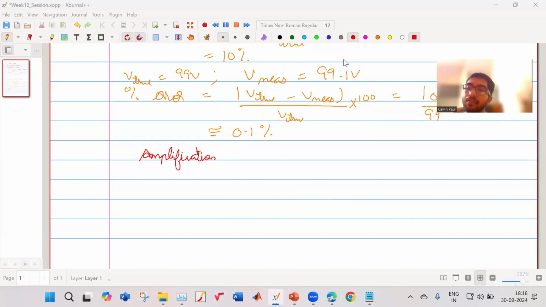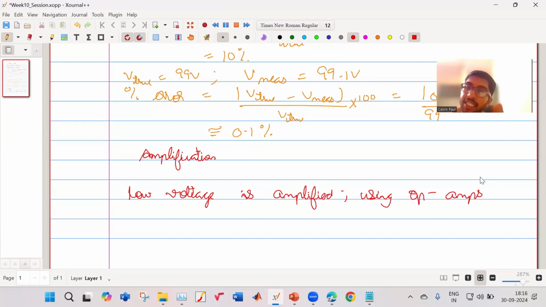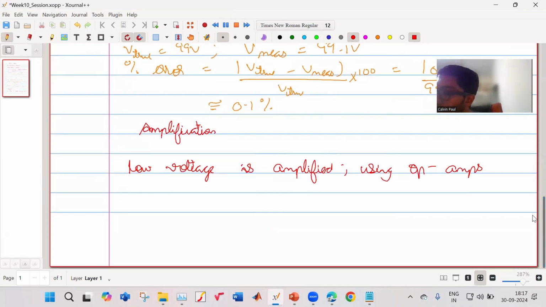We are increasing the level of the signal. So what we do over here also, the very low voltage is amplified, using op amps. So here you will understand why op amps, where do we practically use it, how it can help us. We will go to the next page.